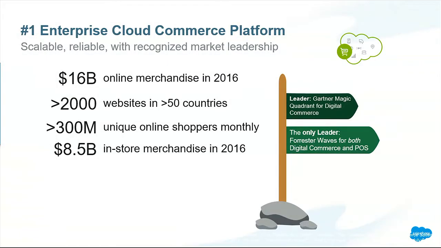In 2016, we transacted 16 billion online. Monthly, we do over 300 million unique visitors. And of course, we also sell in store. Right now we actually have more than 3,000 websites live, and probably at least greater than 50 countries, but probably more at this point. And this led to some of the accolades on the left here.